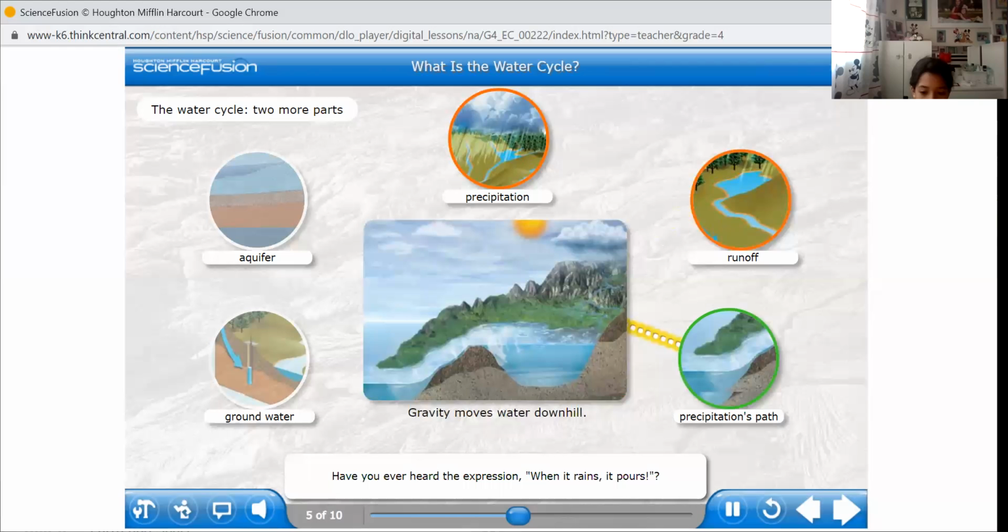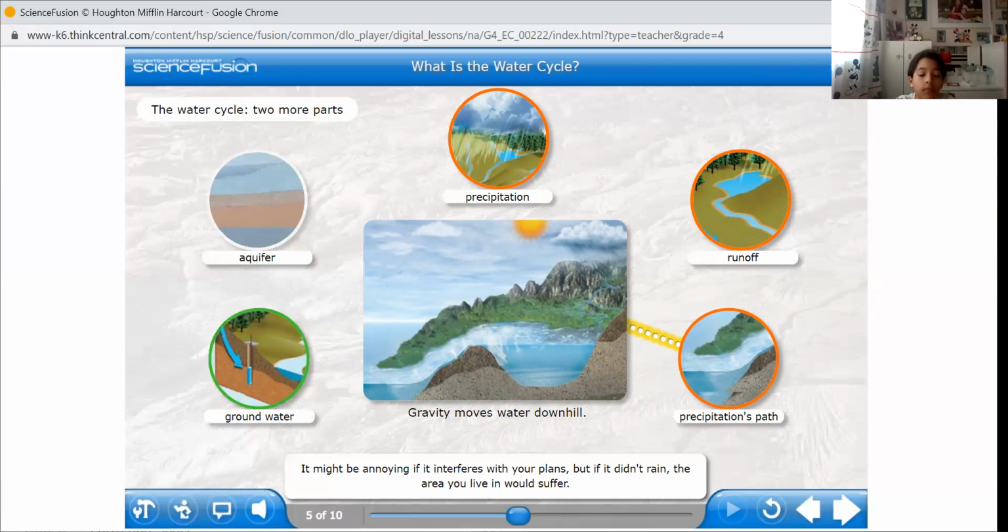Have you ever heard the expression, when it rains, it pours? Well, precipitation falls in lakes, streams, and oceans. It also falls on hard mountain tops, in parking lots, and on highways. It might be annoying if it interferes with your plans, but if it didn't rain, the area you live in would suffer.